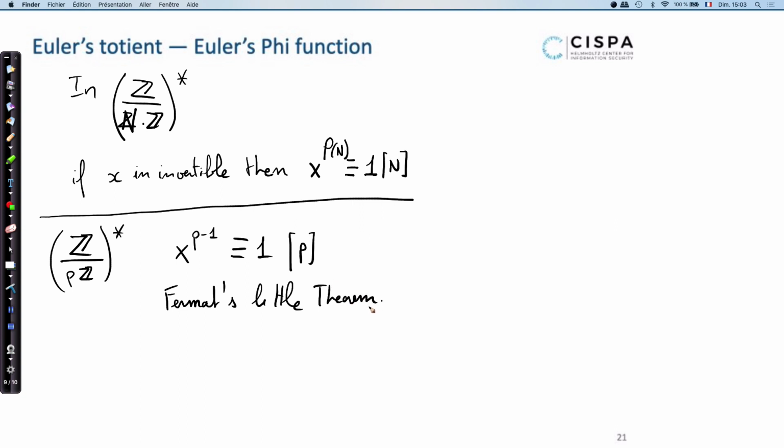And if you don't like the fact that this only holds for the elements in Zp star and would like something that would hold over Zp, you can do something nice. You can say that over Zp, x to the p is always congruent to x mod p, which is a nicer form of this, and which is very often encountered under the name of the Frobenius map in the finite field Fp.